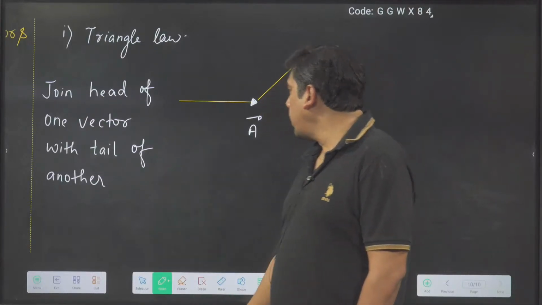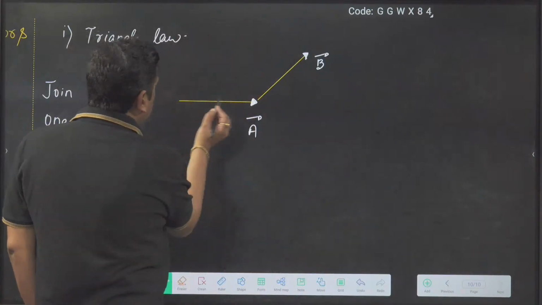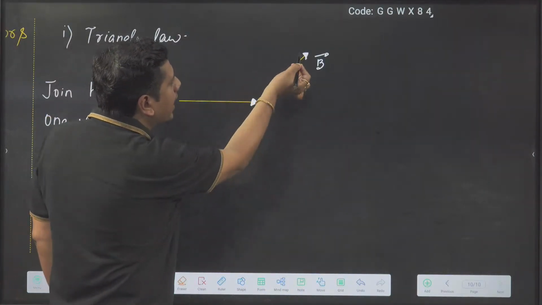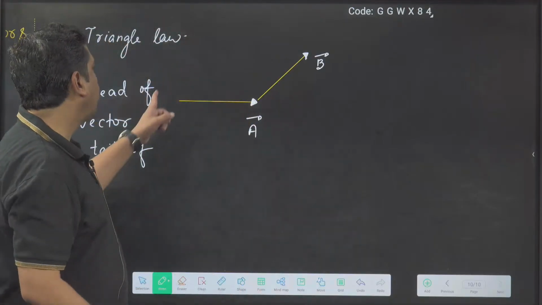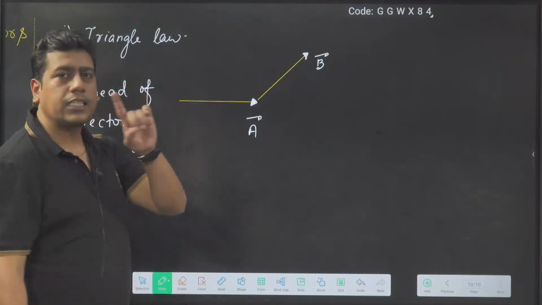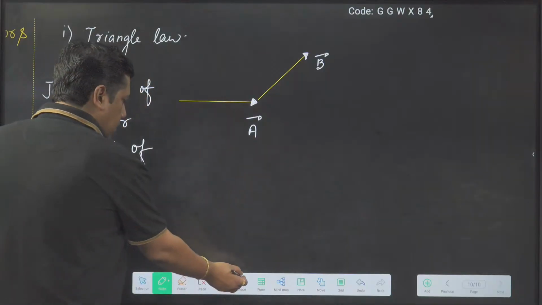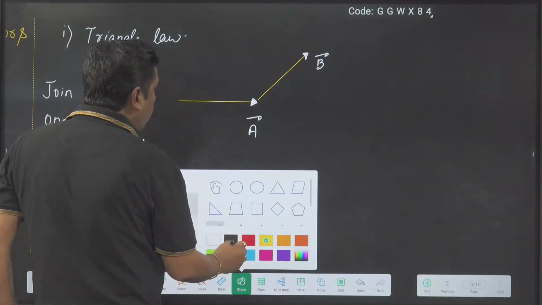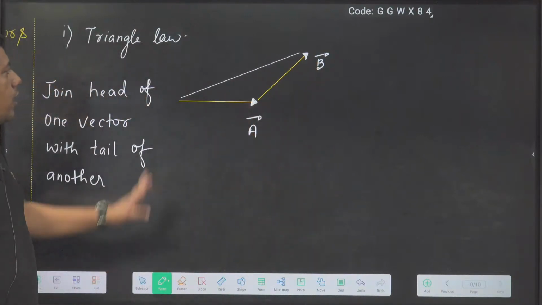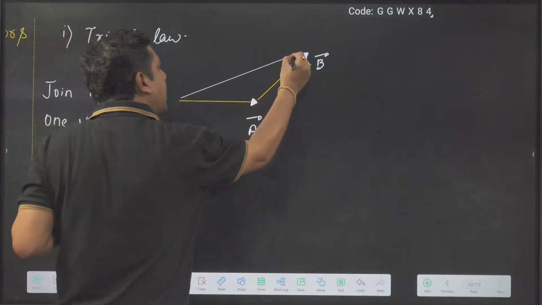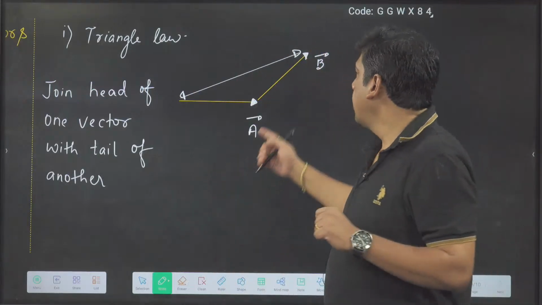Okay, so once you have joined the head of one vector with the tail of another vector, you can see the tail of A vector and head of B vector are not engaged. They are free. So what you have to do, you have to join the free ends. The tail of A vector is free, the head of B vector is free. Join the free ends, like this. Now, sir, I should put the head here or here? That is the doubt.